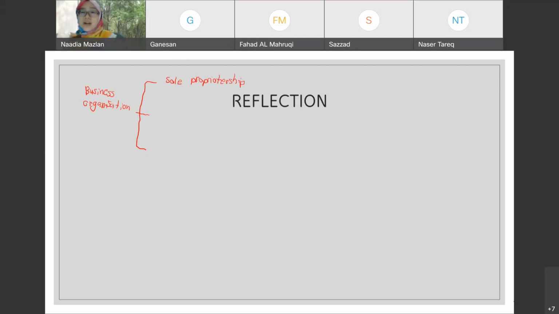Meaning that the owner of the organization, the so-called firm, is one person. He or she may have a lot of workers or employees, but the owner is only one. The second one we have is partnership.